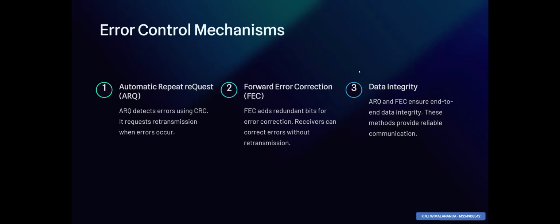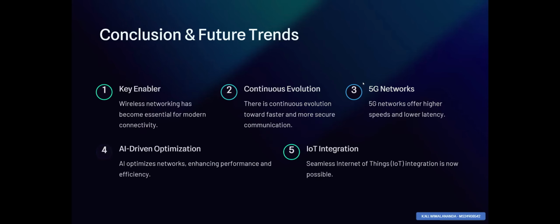And then, the conclusion. Wireless networking has become an indispensable part of our connected world, enabling unprecedented mobility and convenience. The principles we discussed today form the foundation of the technologies that we use.